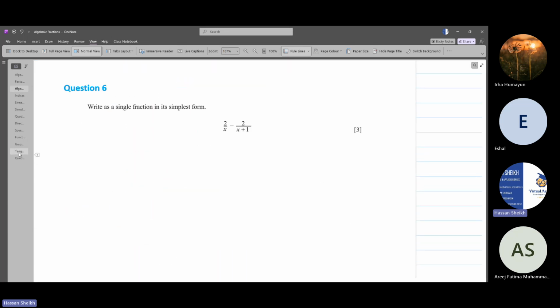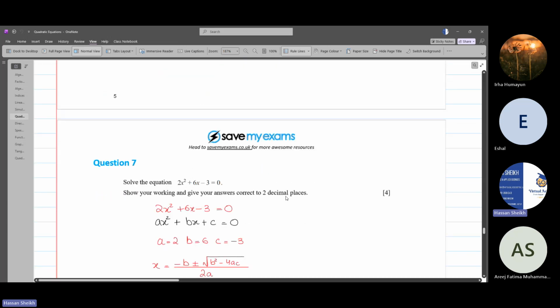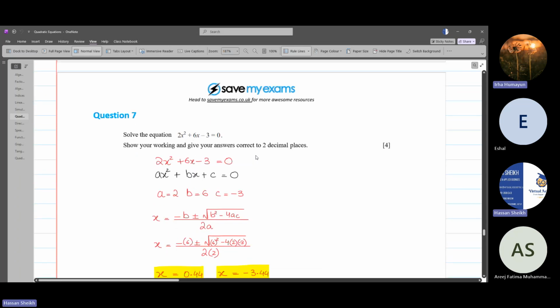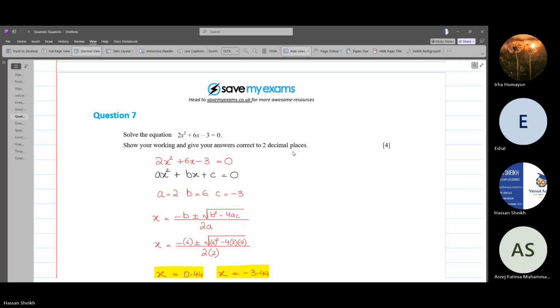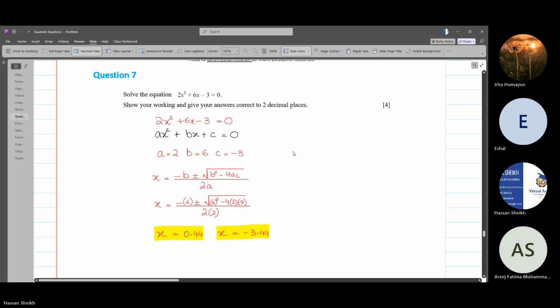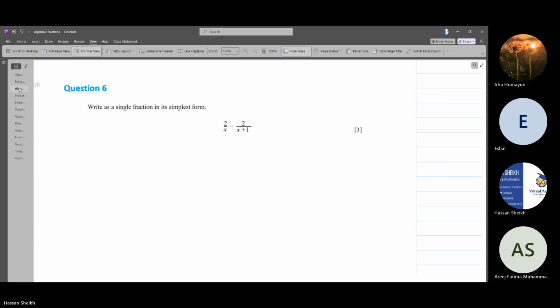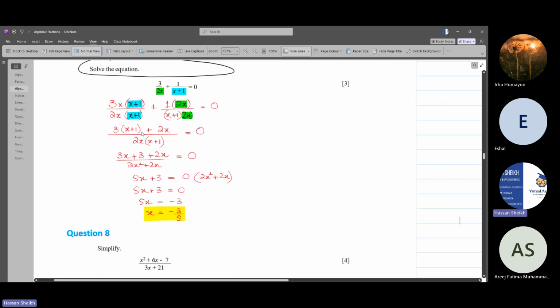Obviously, when we are solving questions related to quadratic graphs, did they mention to give the answer to two decimal places? Check your screen. Yes. Now tell me, if you give the answer in fraction over here, obviously your marks will be deducted. So unless it is mentioned, you don't need to worry.